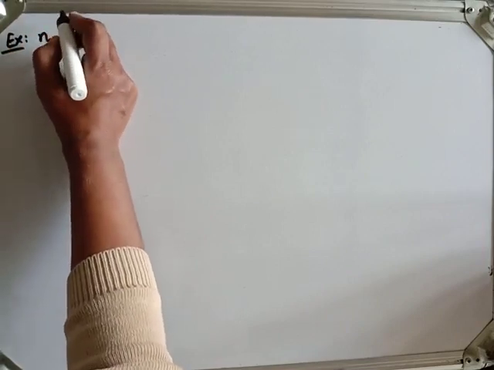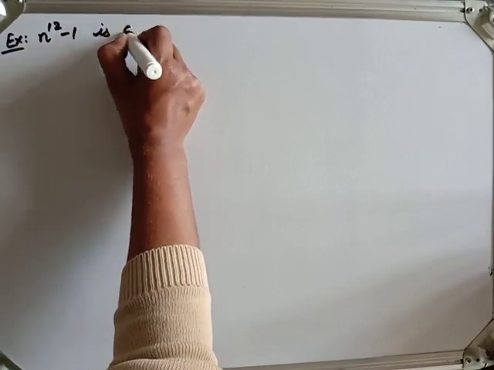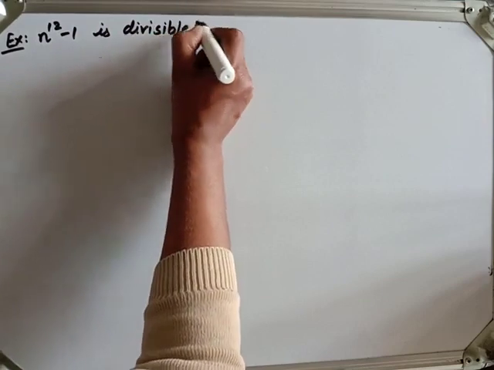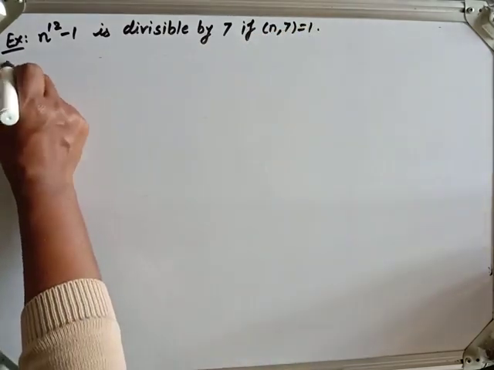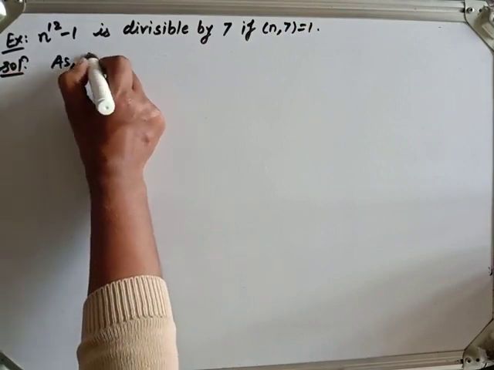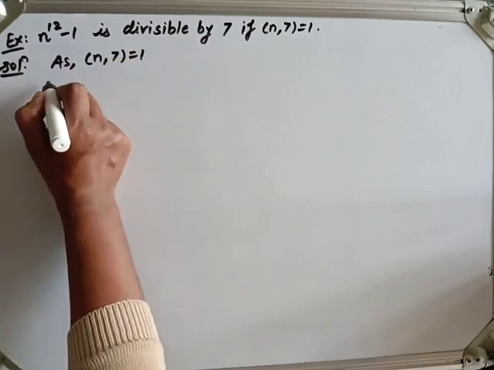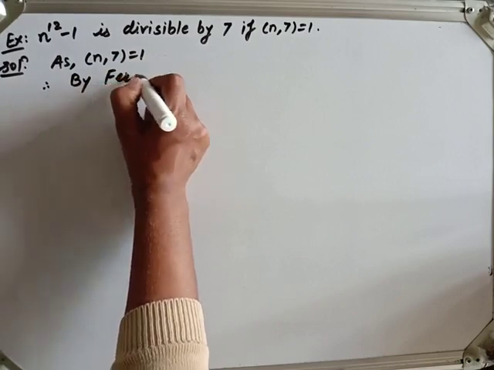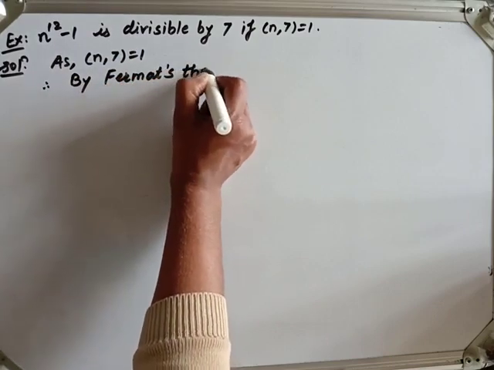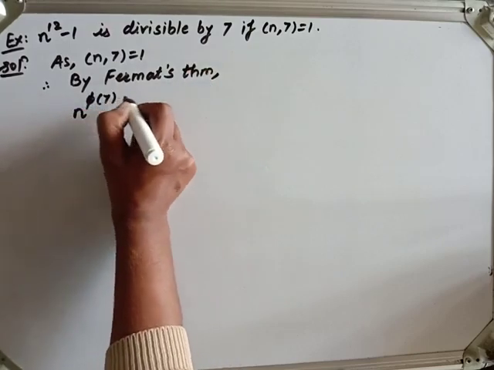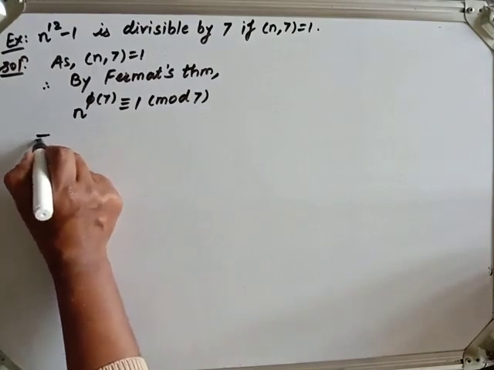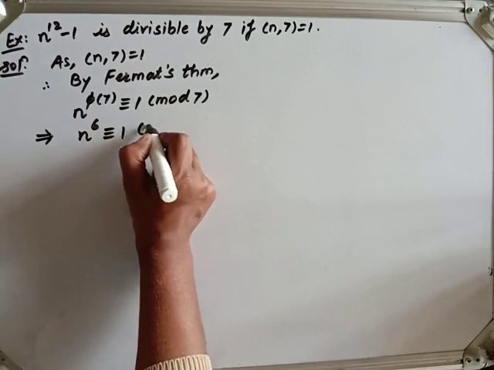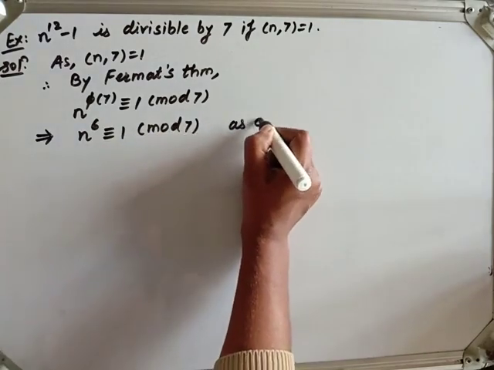Now let me go for the next example. The next example is that n raised to 12 minus 1 is divisible by 7, if n and 7 are relatively prime. Solution: as n and 7 are relatively prime, therefore by Fermat's theorem, n raised to phi of 7 is congruent to 1 modulo 7. Now this is equivalent to n raised to 6 congruent to 1 modulo 7, as phi of 7 is equal to 6.